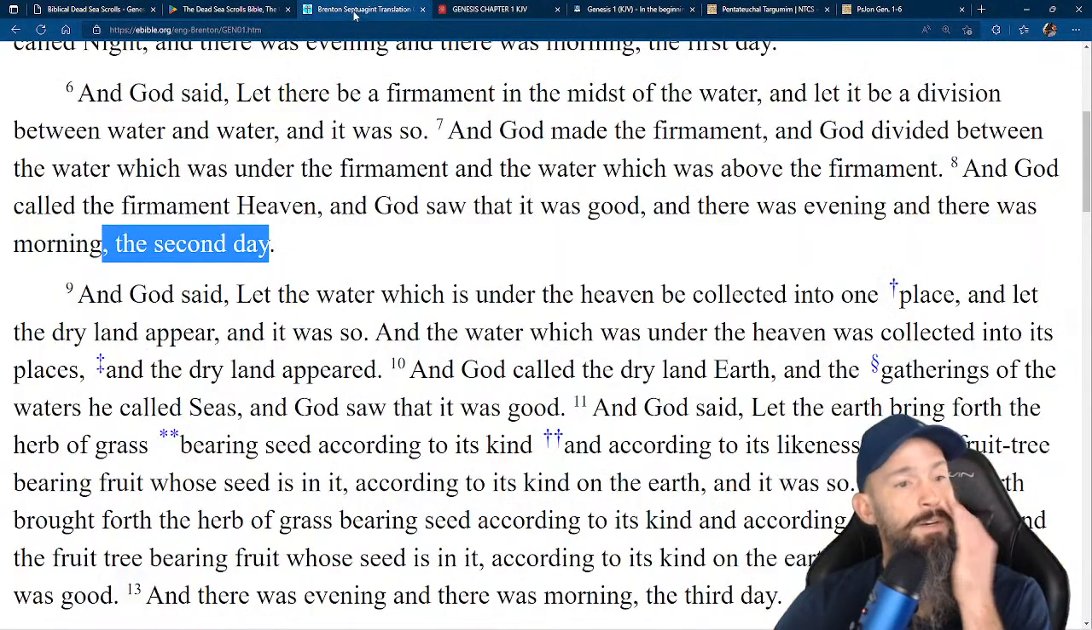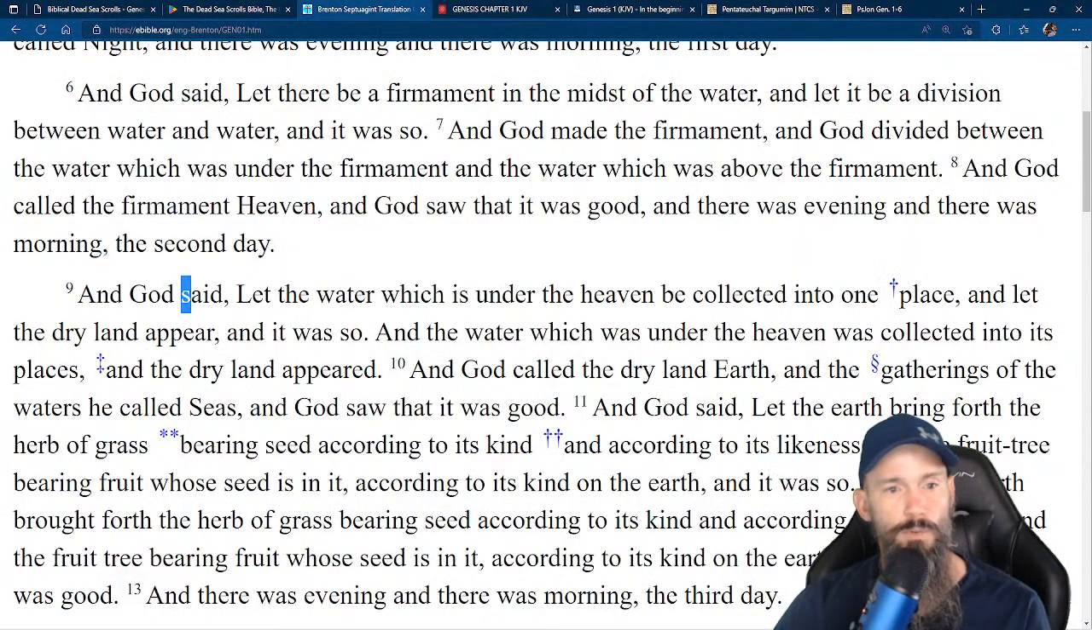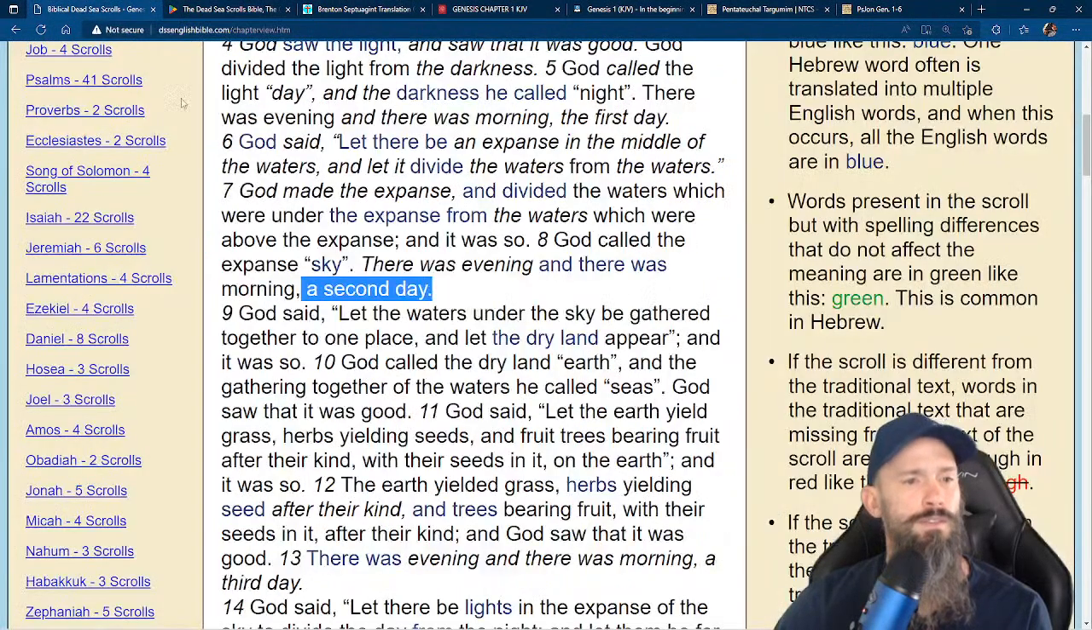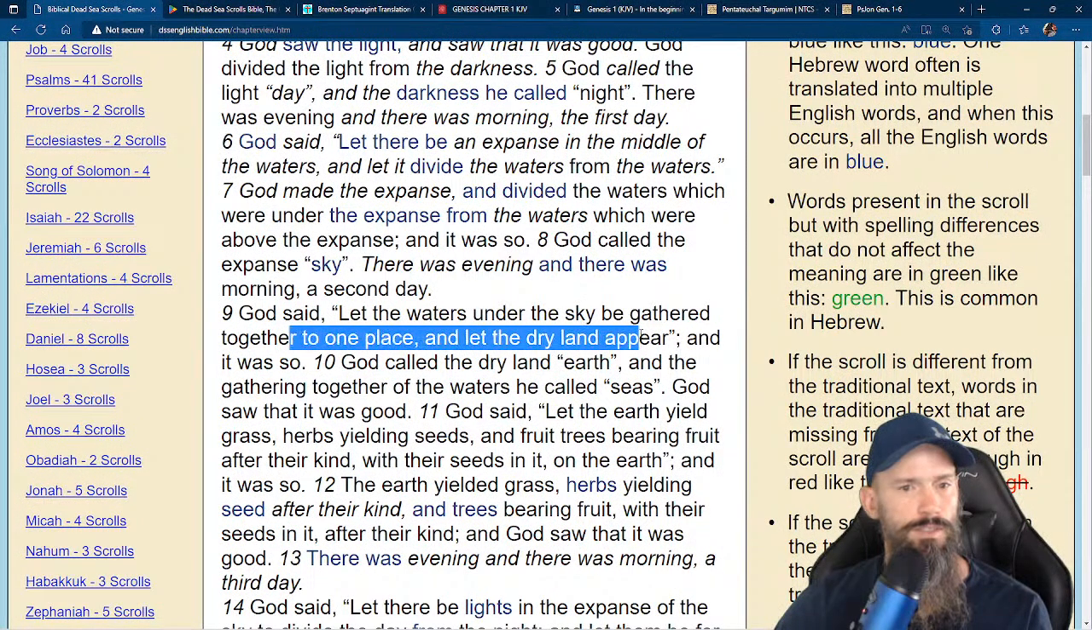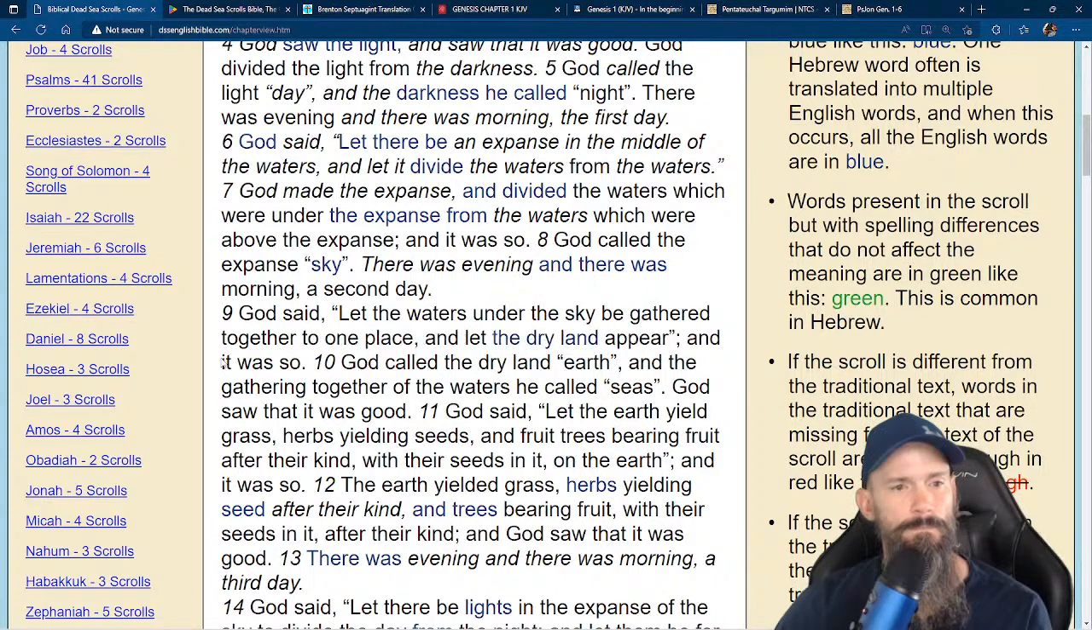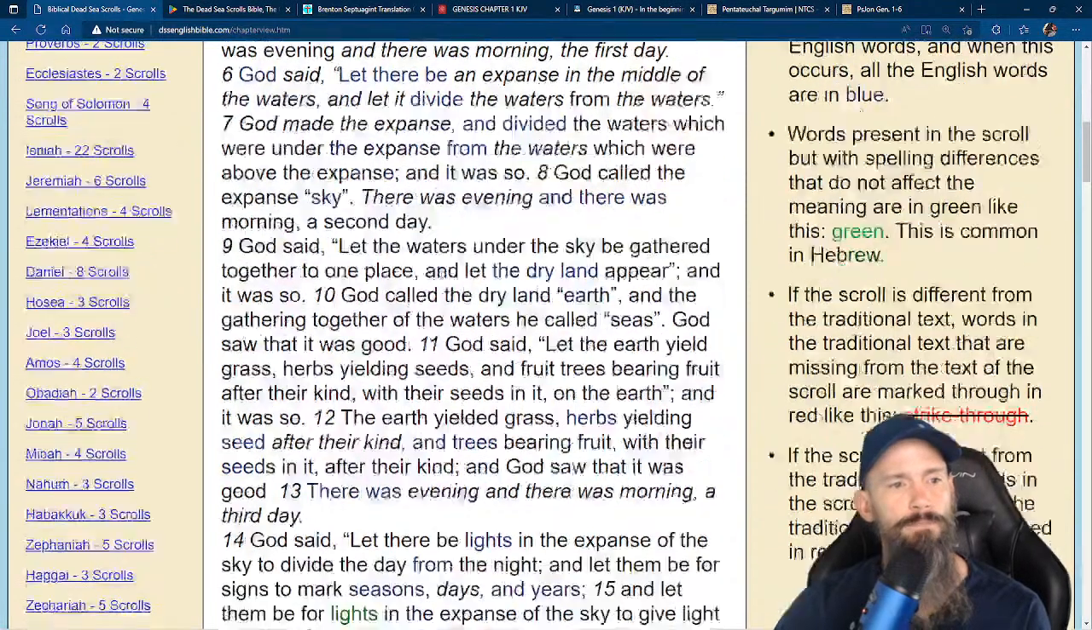So what's 9? Yahuwah said, let the water which is under the heaven be collected into one place, and let the dry land appear, and it was so. And the water which was under the heaven was collected into its places, and the dry land appeared. The dry land appeared. So 9. 7, 9. I wonder why they did that.